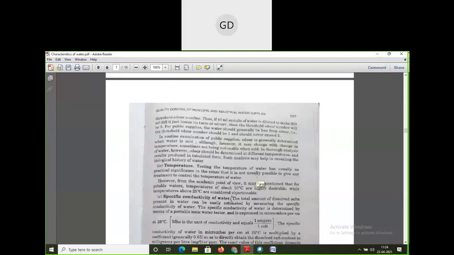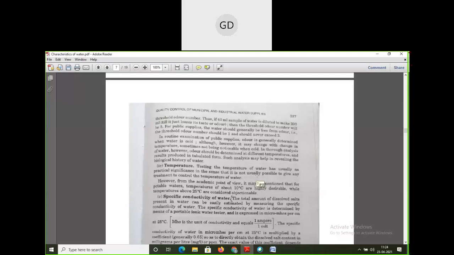Then for public water supplies, there is a permissible limit for taste and odor. What is the permissible limit? The water should be free from odor, and the threshold odor number should be between 1 and 3. That means the water sample should not exceed 3.